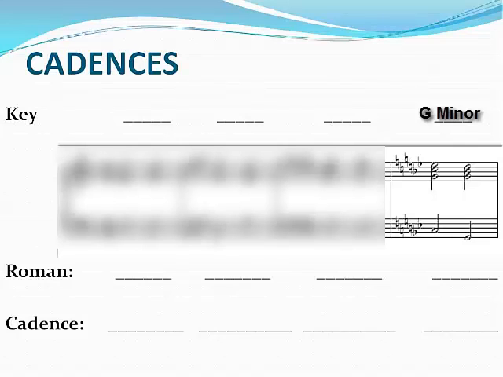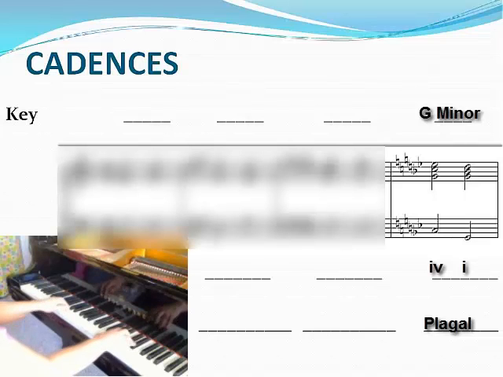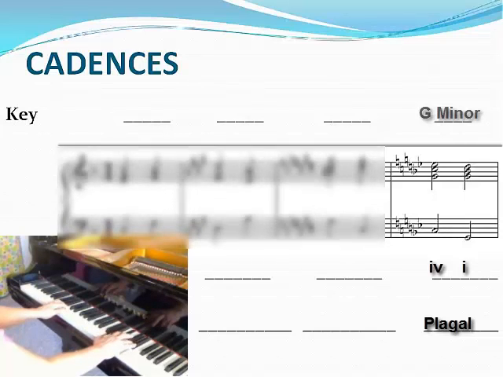In G minor, you would have a 4 to 1 chord progression. Notice that the 4 chord is a C minor chord. In minor keys, the 4 chord is always a minor chord and the 1 chord is always a minor chord, which is a G minor chord. The 4 to 1 cadence is always a plagal cadence. When I play this, you'll hear that both chords are minor chords. Could you hear the difference?